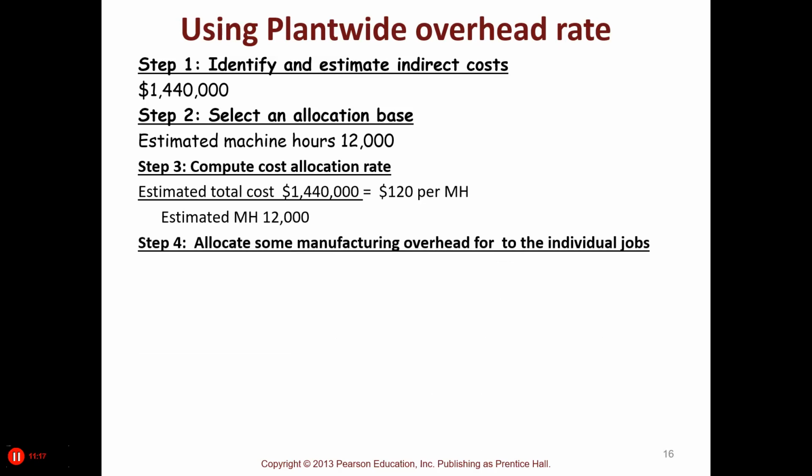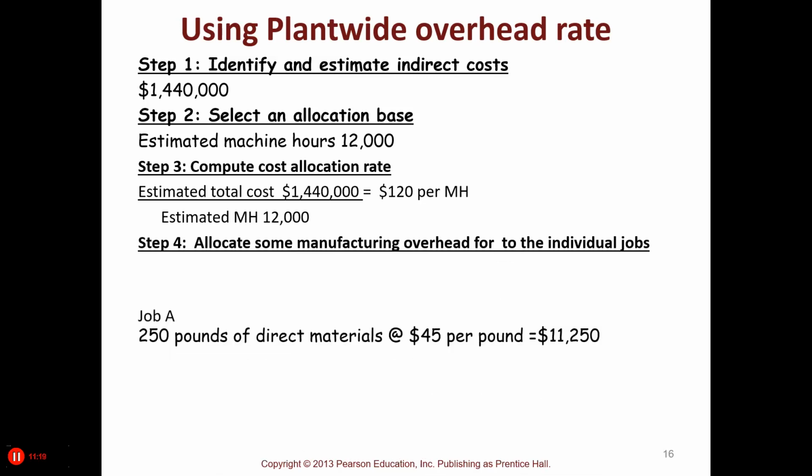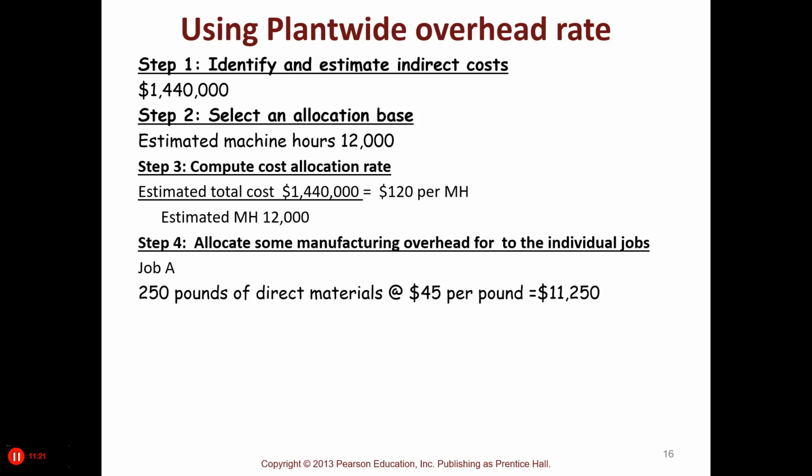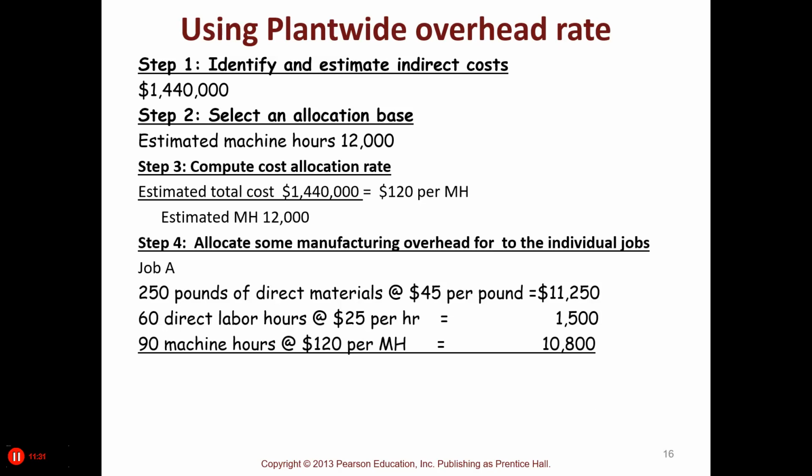Now we're going to allocate that overhead. First, we have 250 pounds of direct material at $45 per pound. We have 60 direct labor hours at $25 per hour. And we have our machine hours allocating our overhead, and we get 10,800. So we're estimating that our total cost right now to make this product was 23,550.